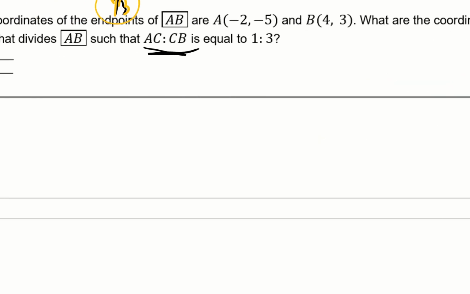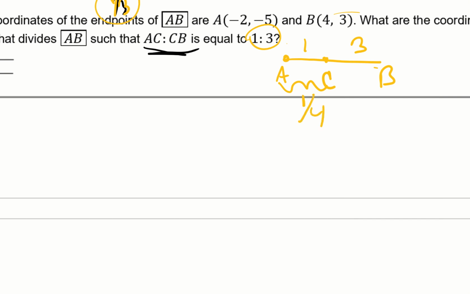Now, what's the fraction here? Well, if we're doing a 1:3 ratio, this is A, this is B, and C is somewhere here. Well, from A to B, this is a 1:3 ratio, which means that the entire line segment is 4. It's worth 4 parts. And we're 1 part away from A for every 3 parts away from B. So from A to C is 1/4 of the line segment.